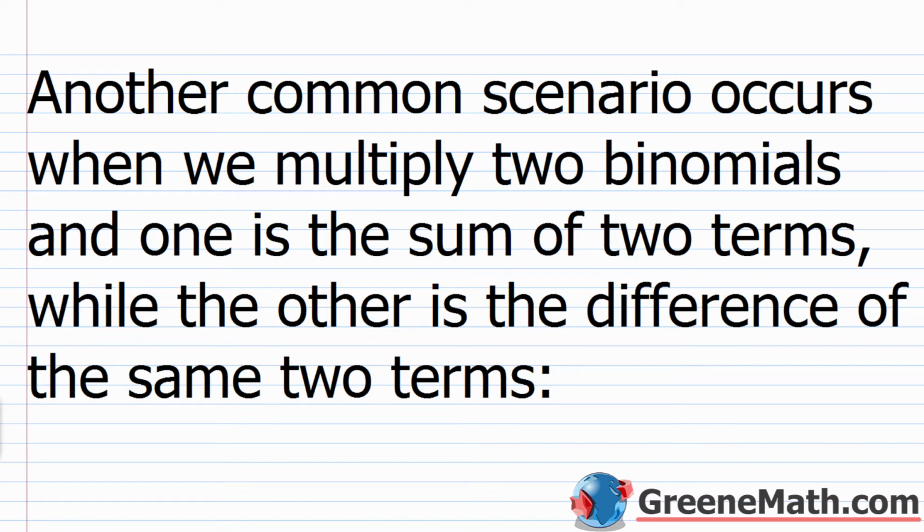Another common scenario occurs when we multiply two binomials, and one is the sum of two terms, while the other is the difference of the same two terms. Now, the result of this, we're going to learn later on, is called the difference of two squares. Once you start talking about things like this, you're going to know what that means. So the difference of two squares is something you're going to come across all the time. Kind of once you hit it in factoring, moving forward, you're just going to keep talking about it over and over and over again. So it kind of looks like this.